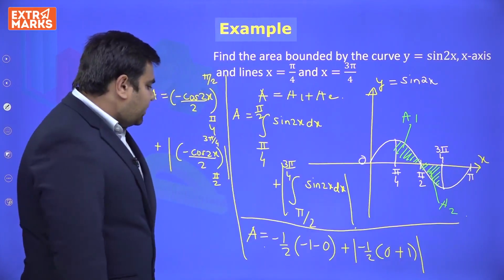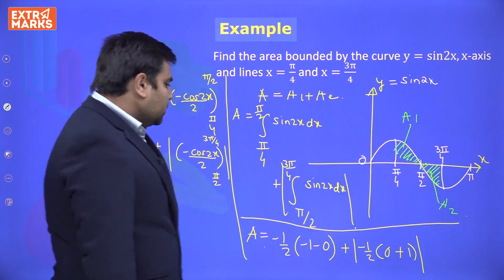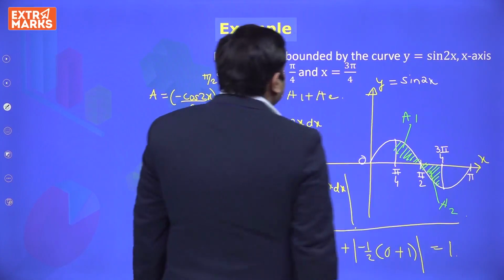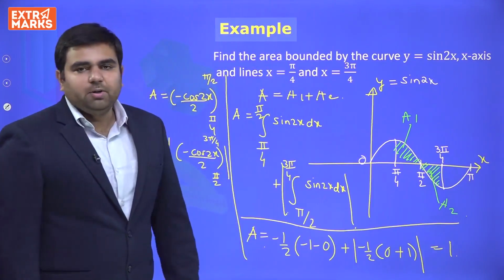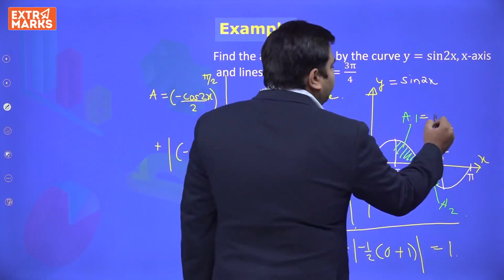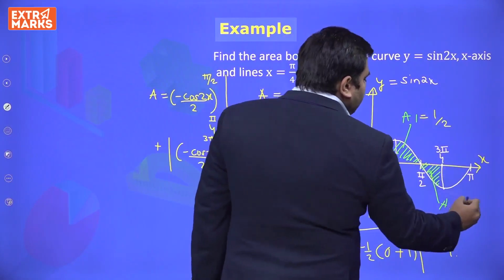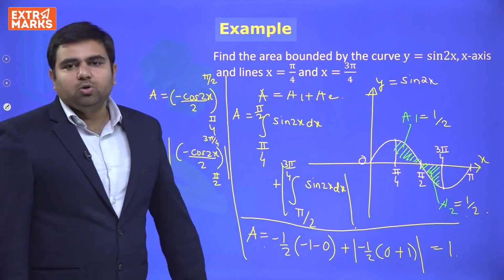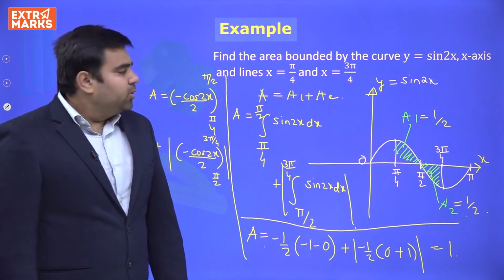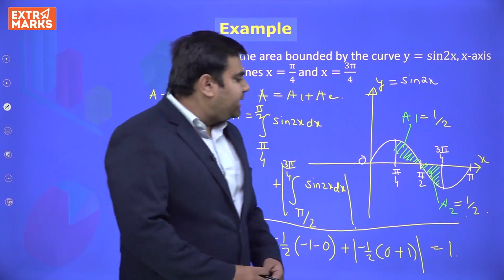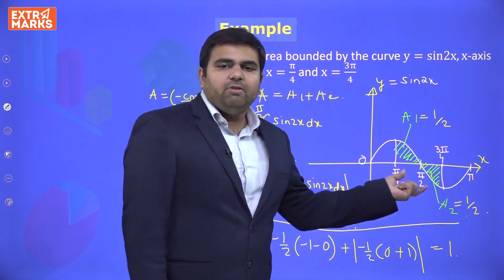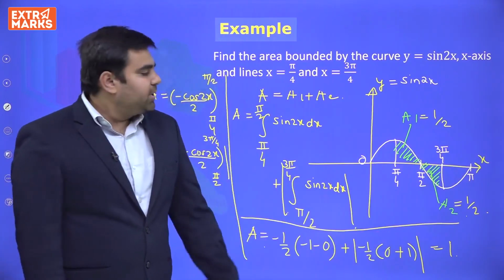So now you can easily get the value. This is 1 by 2 plus 1 by 2, which will come out to be 1. So 1 is the final area, because this A1 is coming out to be 1 by 2, and this A2 will also come out to be 1 by 2. So the area is coming out to be 1, right? From symmetricity also, we can directly tell that this whole area will be 2 times of A1. By symmetricity, we can directly tell.